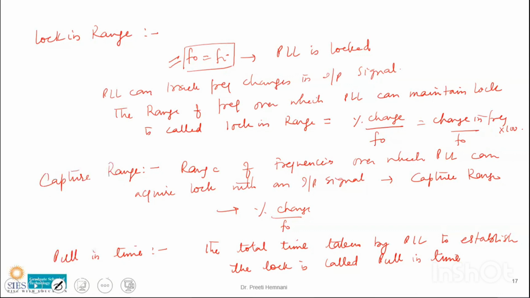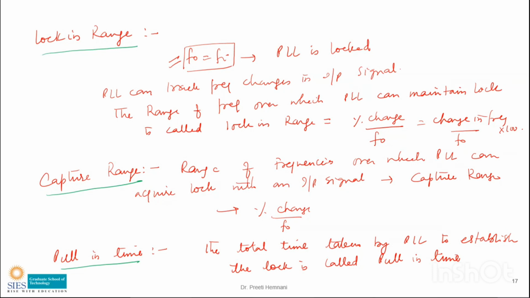So these are the definitions: lock-in range, capture range, and pull-in time. If I just repeat, lock-in range is where a PLL can track frequency changes in the input signal. The range of frequencies over which the PLL can maintain lock is called the lock-in range. As the frequency changes, the PLL tries to follow it, but there is some range within which it maintains the lock, and that is your lock-in range.